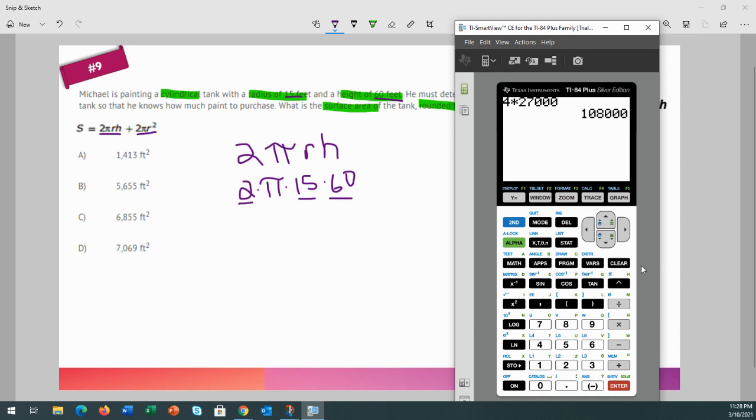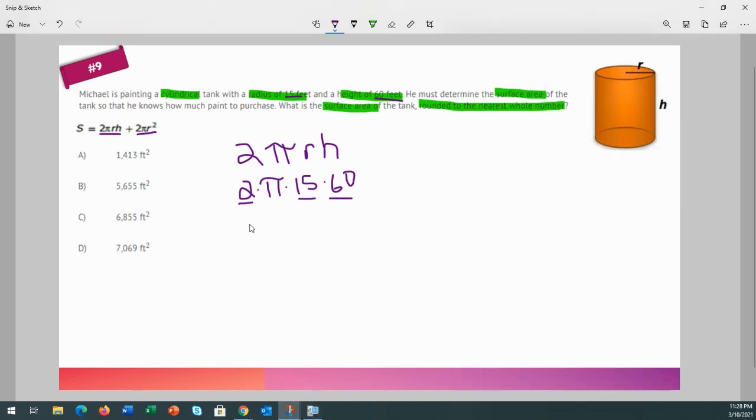Okay, so let me clear this out. Let's at least do the 2 times 15 times 60. 2 times 15 times 60, we get 1800. So right now, for the first part of our formula, we have 1800 pi. Okay. Now, let's do the second side, the right side of our formula. I'm just reading what the formula says: 2 times pi times the radius squared.